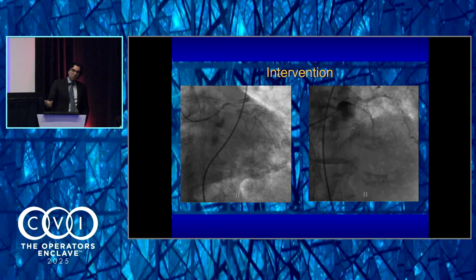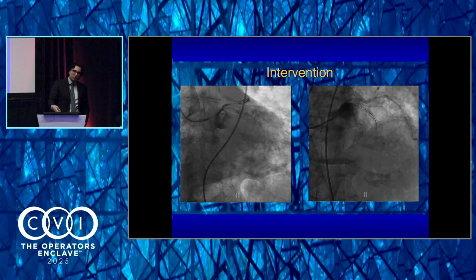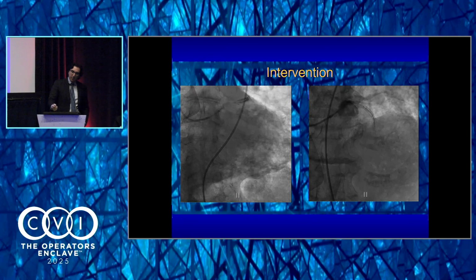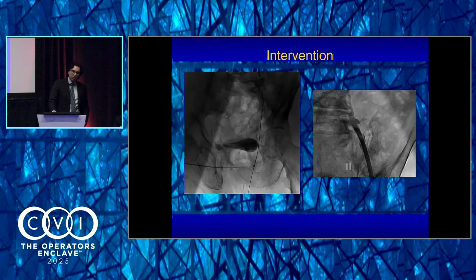So at this point, I can't get the wire any further down. And so at this point, I said, I have to put in support. So I went to put in an Impella. So here's the access I got. Now there's a lot of tortuosity in the iliacs, but I thought, what's the cardiac output here?